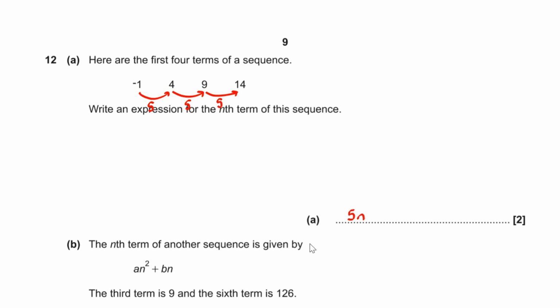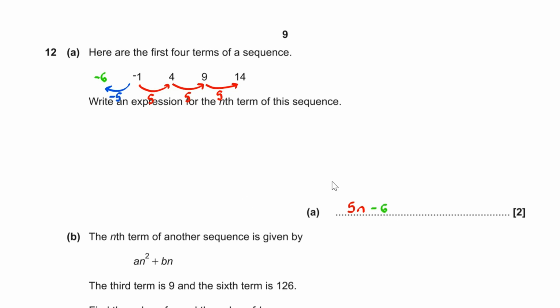So we've got a 5n somewhere, and if we find out the 0th term, we'd have to do the opposite of +5, which is -5. And if we do -1 take away 5, that will be -6. And therefore, what we'd end up with is 5n minus 6 for the nth term of this sequence.